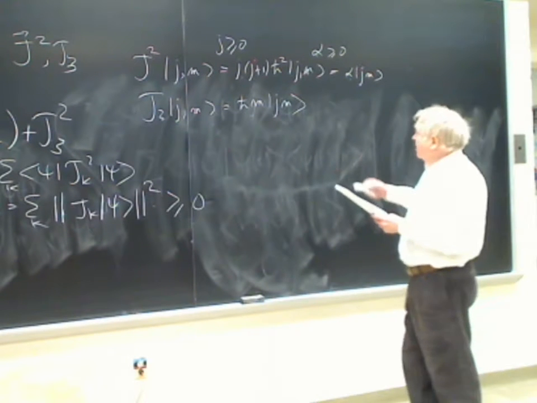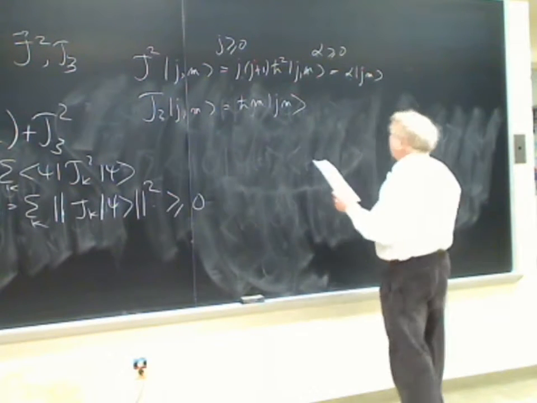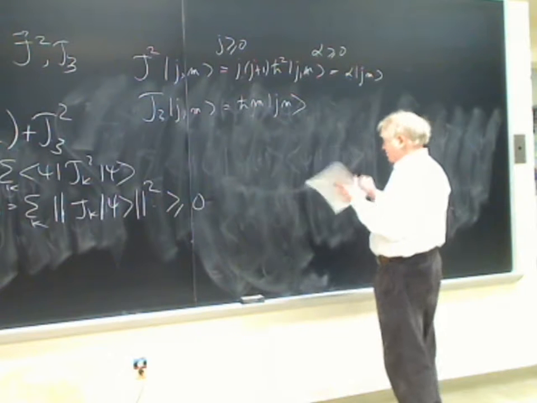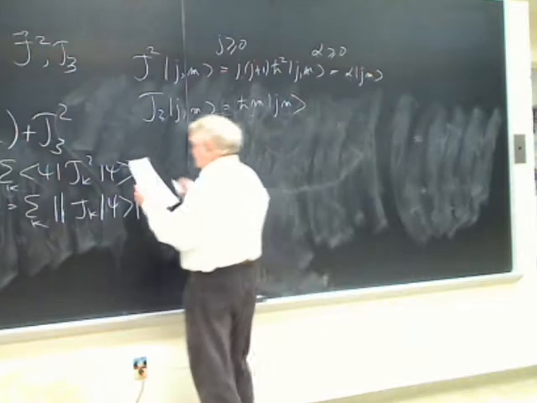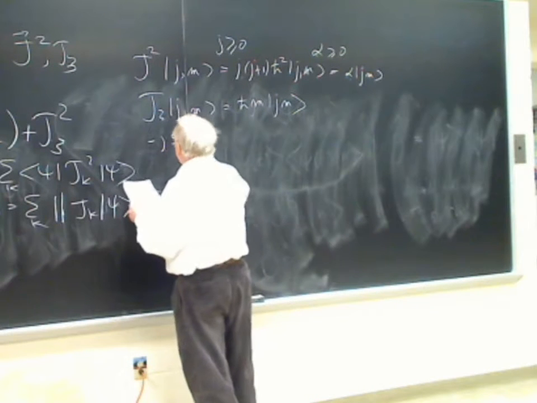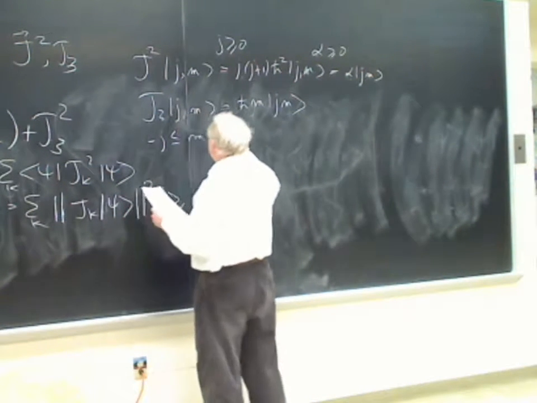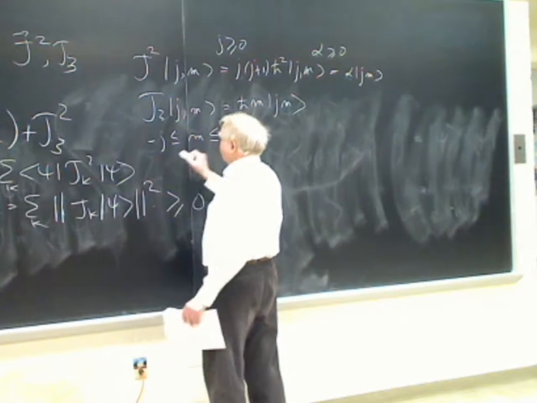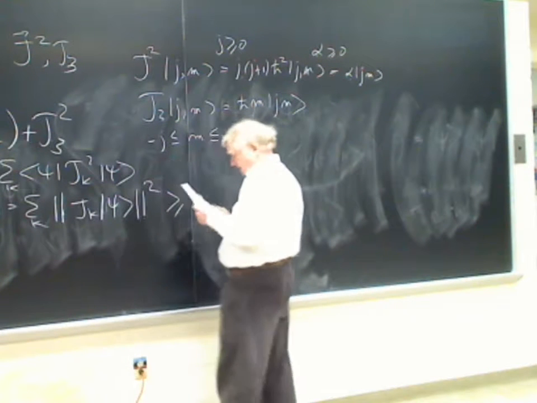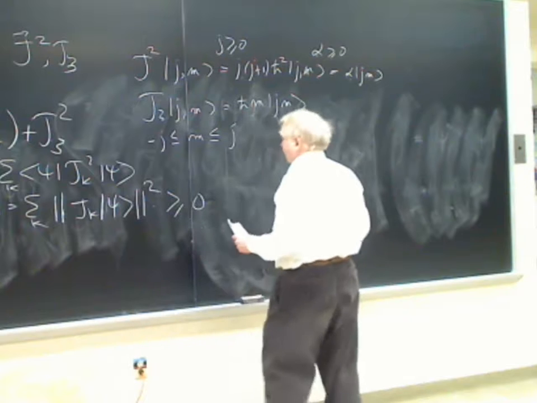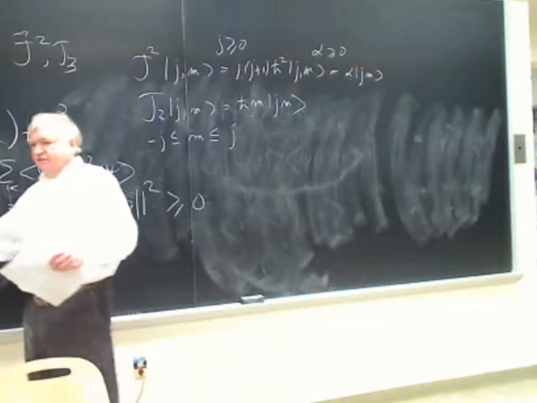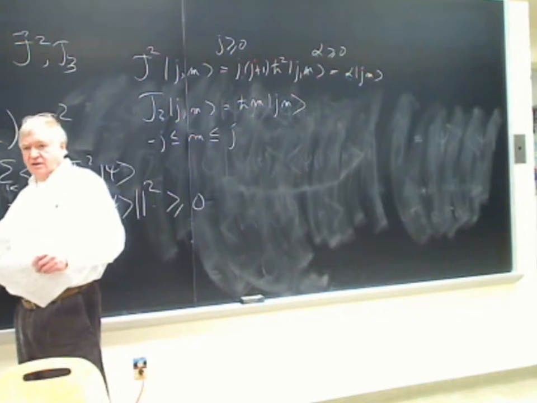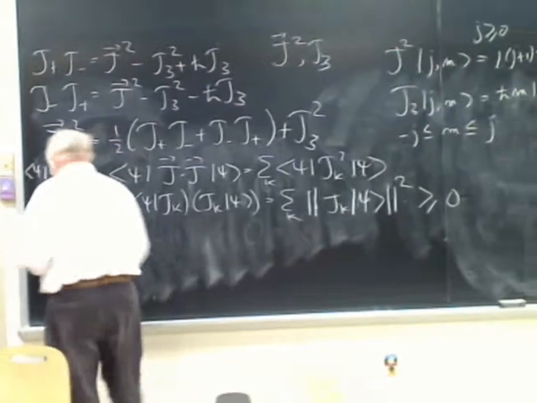Okay, so we want to solve these two equations, which I guess I can call 20 and 21. The first thing we want to show is that minus J is less than or equal to M is less than or equal to J. In other words, that M lies somewhere between J and minus J. And the way we do that, can you guys see if I write here? I guess you can see if I write here? All right. So let me do that.